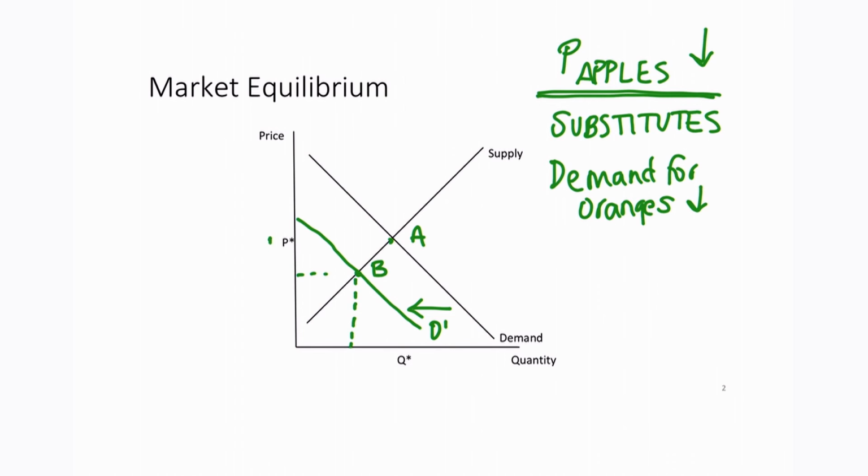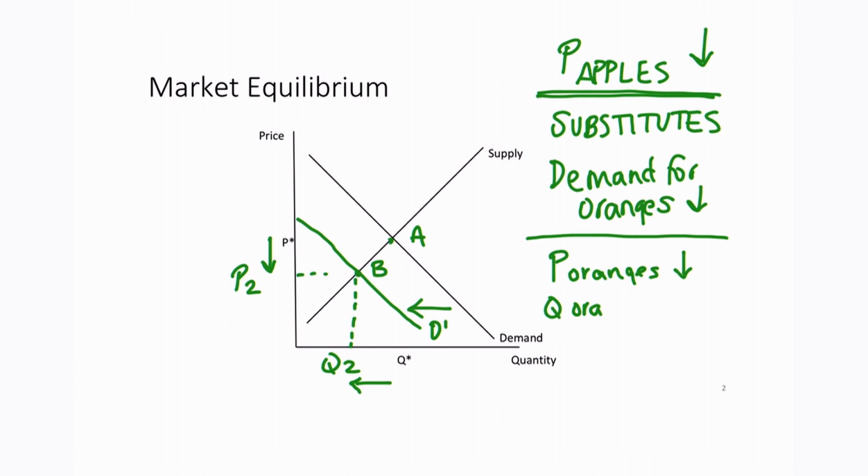And the result is a decrease in the price as we move to a point such as P2 and a decrease in the quantity as we move to a quantity such as Q2. So in response to the fall in the price of apples, the price of oranges is going to decrease, and the quantity of oranges available is also going to decrease.